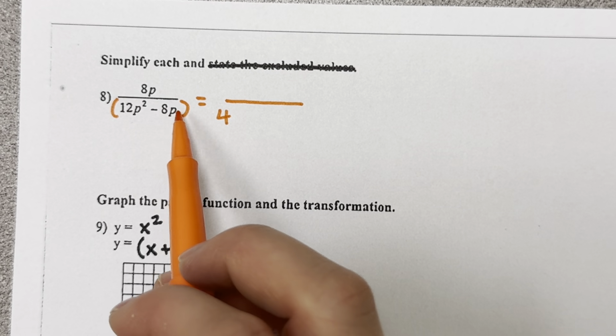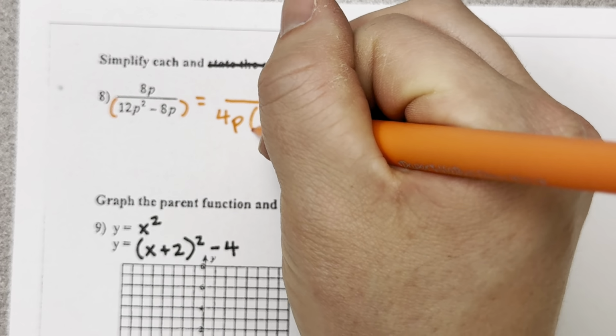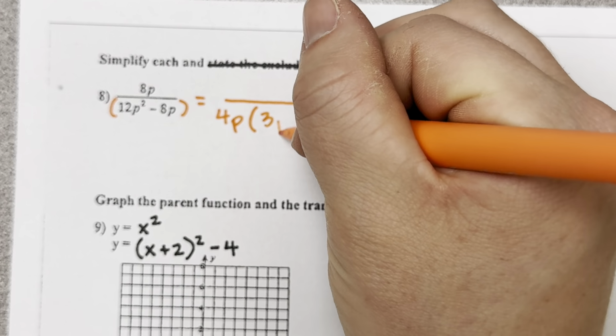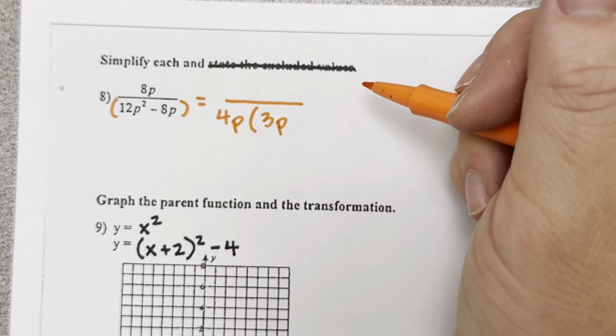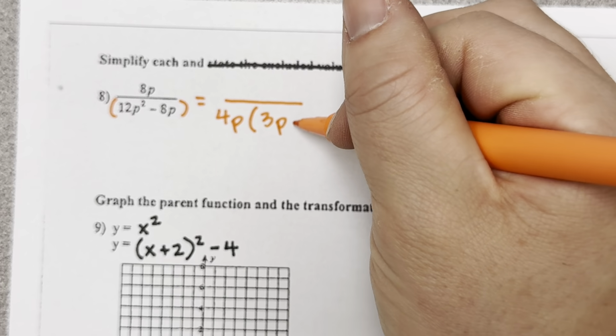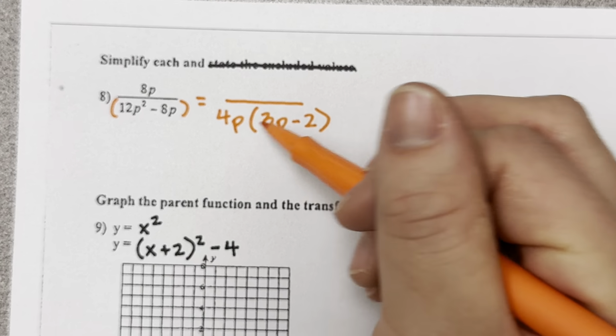What's the lowest number of p's in there? 1p, so I can take out 1p. That'll leave me with 12 divided by 4 is 3. Take away 1p, I'm left with 1p. Negative 8p divided by 4p will give me negative 2. And then there's my denominator.